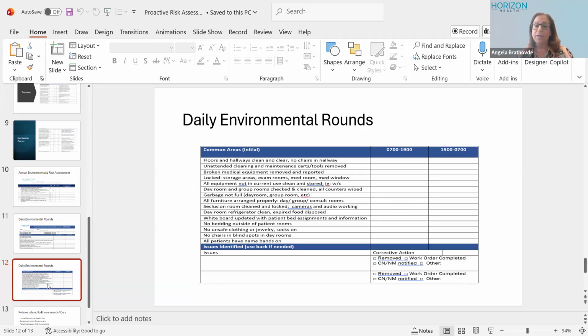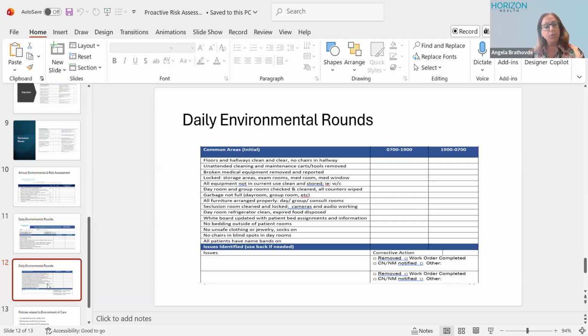And then if there's any issues that have been identified during these daily checks, then you would write down what those issues are. You could also use the back of the form if there's a lot of issues. And then what corrective action was taken. So was the item removed? Was a work order completed? Did you notify Serena or the charge nurse? So, and that's for both shifts. So that would be done daily and given to Serena every day so that we can track the environmental rounds. We're not just looking for cleanliness, we're looking for patient safety.